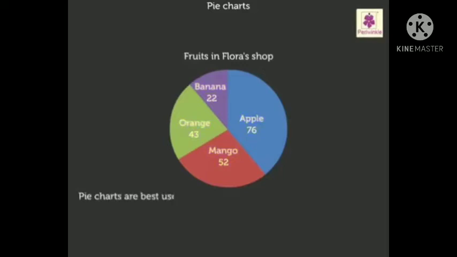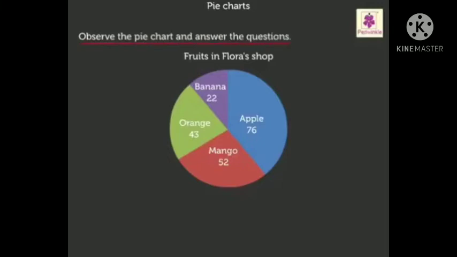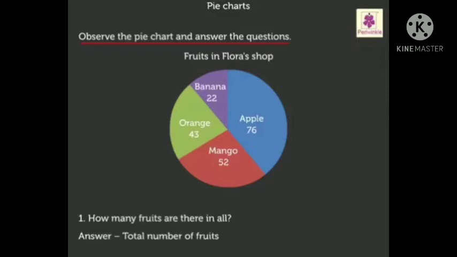Pie charts are best used to compare parts of a whole. Now, observe this pie chart and answer the questions. 1. How many fruits are there in all? So here, we find the total number of fruits. That is 76 plus 52 plus 43 plus 22, which is equal to 193. So, we say there are 193 fruits in all.